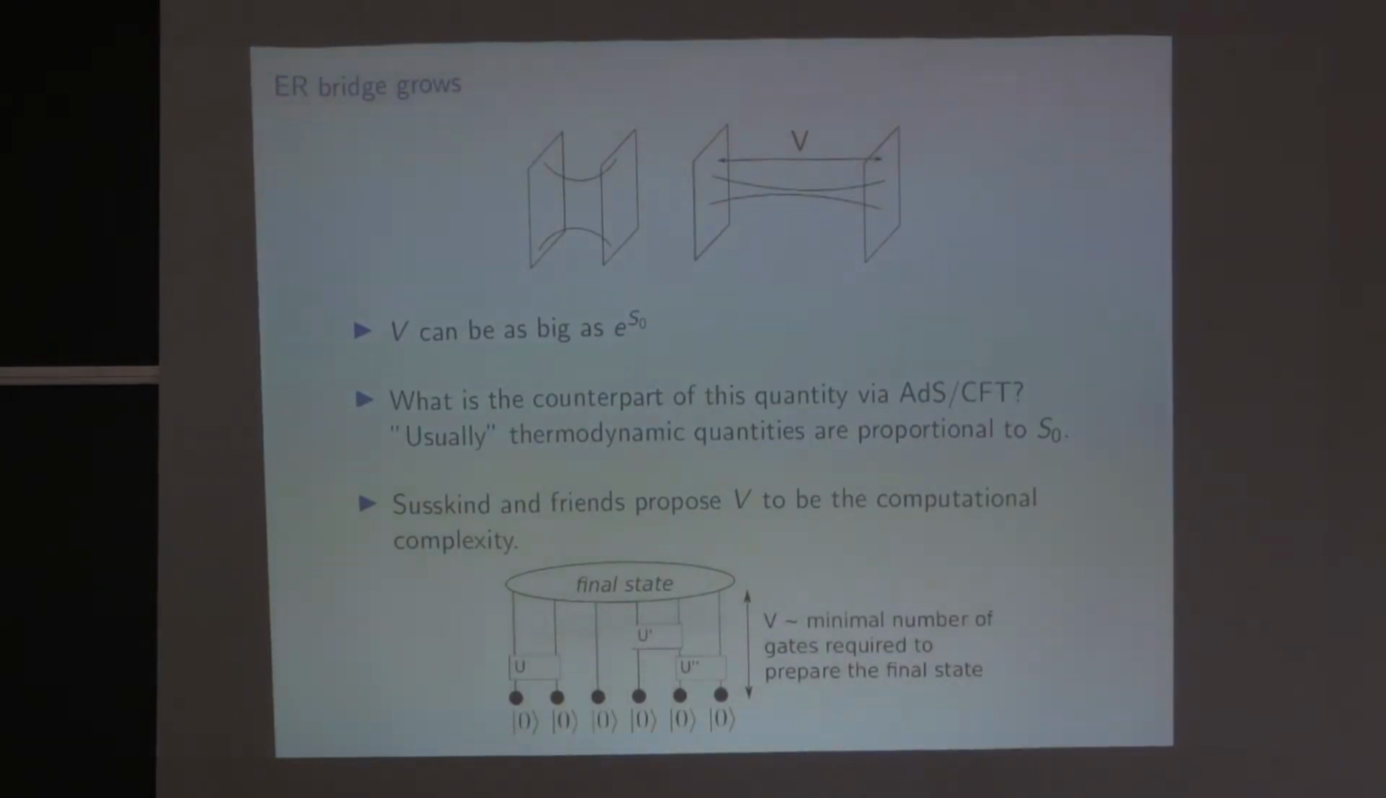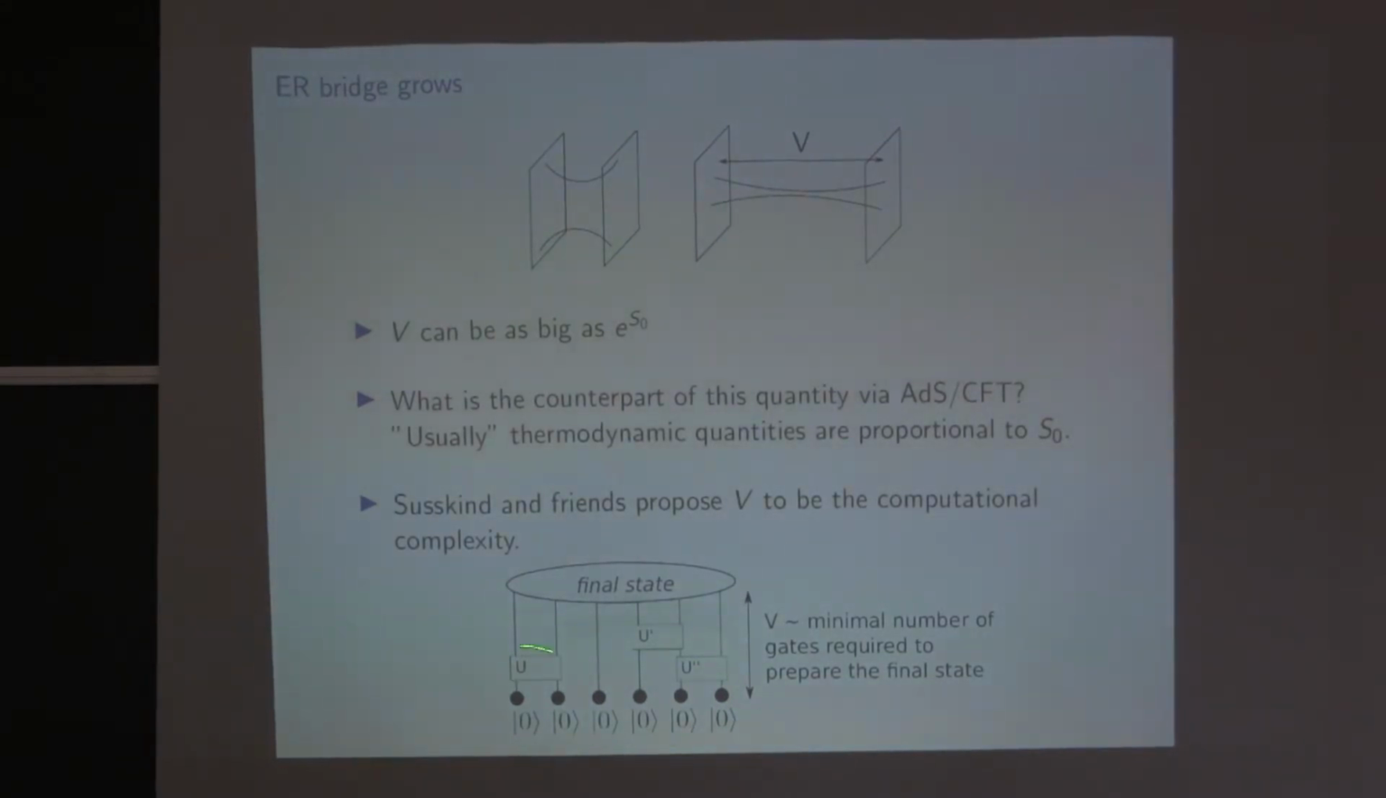And then the question is, what is the counterpart of this quantity, say, in AdS/CFT? The difficulty is that all usual thermodynamic quantities are extensive. They are proportional to the number of degrees of freedom, whereas this quantity can be exponentially big. This prompted Susskind and friends to propose that volume should be dual to computational complexity. So in the quantum world, what they proposed is that roughly this volume should be something like this.